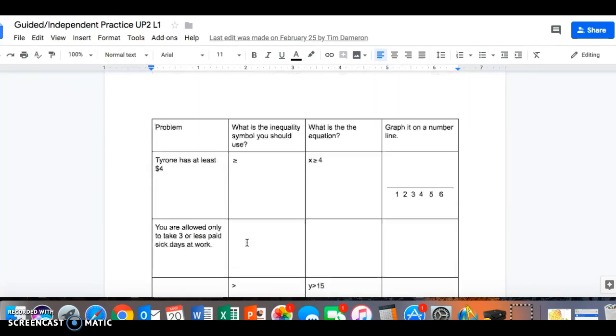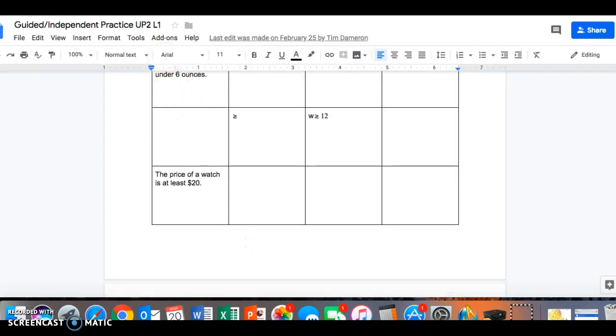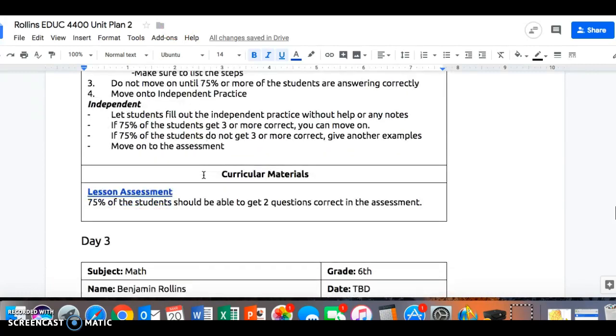And then that's the exact same thing for independent practice. And the assessment.